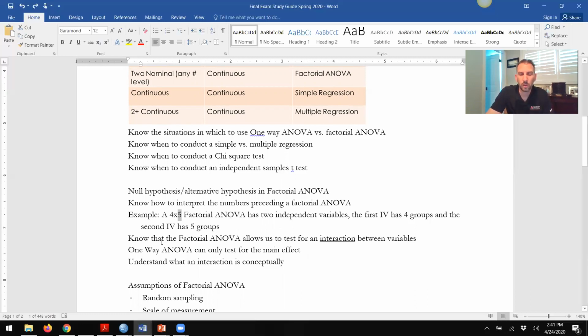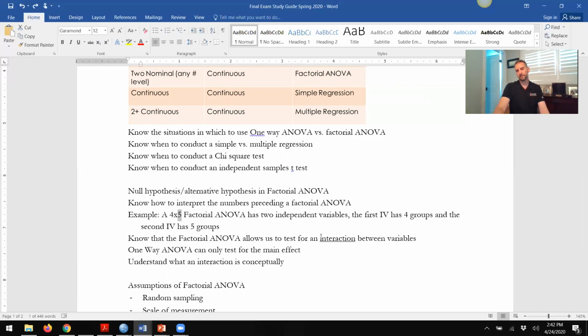Okay, so know that the factorial ANOVA allows us to test for an interaction between variables. This is one of the distinguishing elements of a factorial ANOVA. It's not just like running a one-way ANOVA for one variable and a one-way ANOVA for the other. It's actually bringing them together and looking for, oh, are these two independent variables interacting? Do they impact the relationship of the other with the dependent variable?